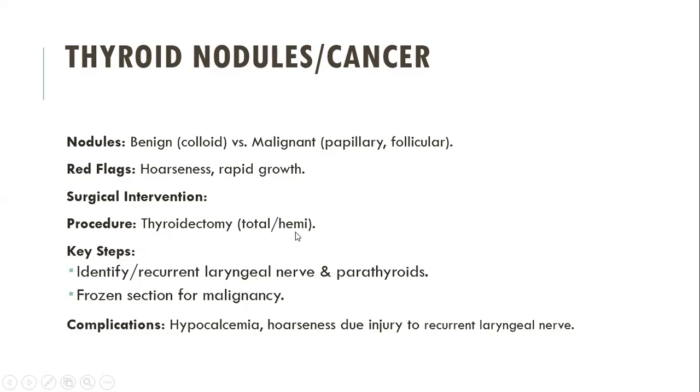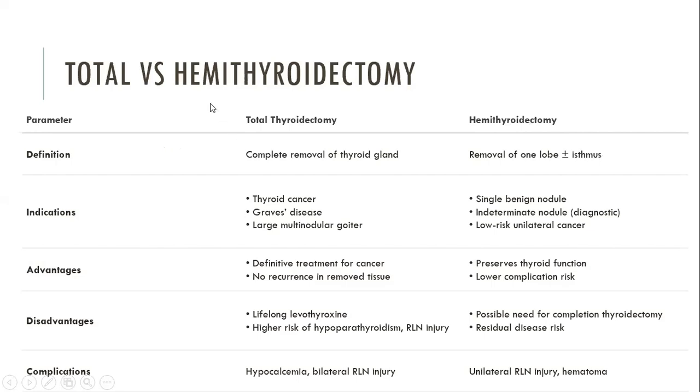Now, thyroidectomy can be total or hemithyroidectomy. In thyroidectomy, the key steps are that you have to identify the recurrent laryngeal nerve, because damage to the recurrent laryngeal nerve can cause hoarseness, and damage to the parathyroids can cause hypocalcemia. And any kind of frozen section for malignancy. Complications, again, as I told you: if you damage the recurrent laryngeal nerve, hoarseness will be there, and if you are removing the parathyroids, the symptoms of hypocalcemia will occur.